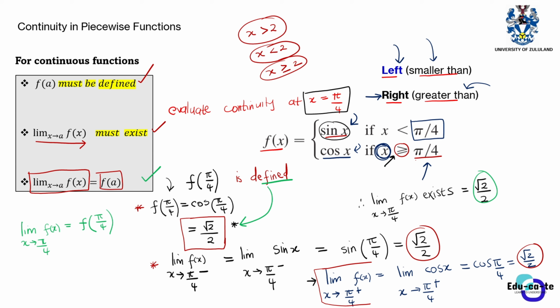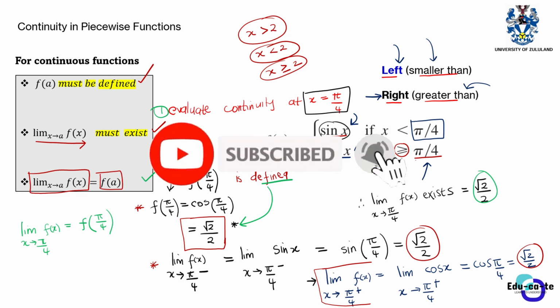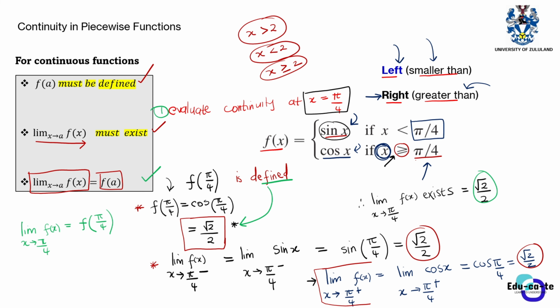So we can now say that this is a continuous function at x equals pi over 4, because the question says evaluate continuity at x equals pi over 4. They are asking you to find out if this function is continuous or not when x equals pi over 4. So you basically have to meet these three conditions, but you do not have time to draw a graph. You just need to use the equations and use the laws that govern continuity.